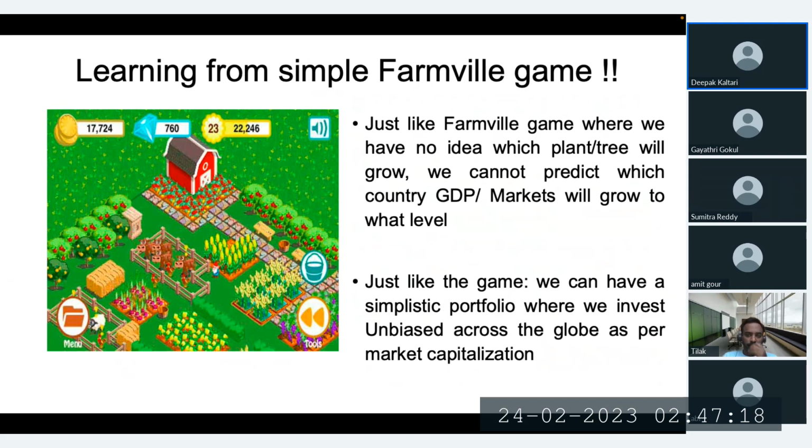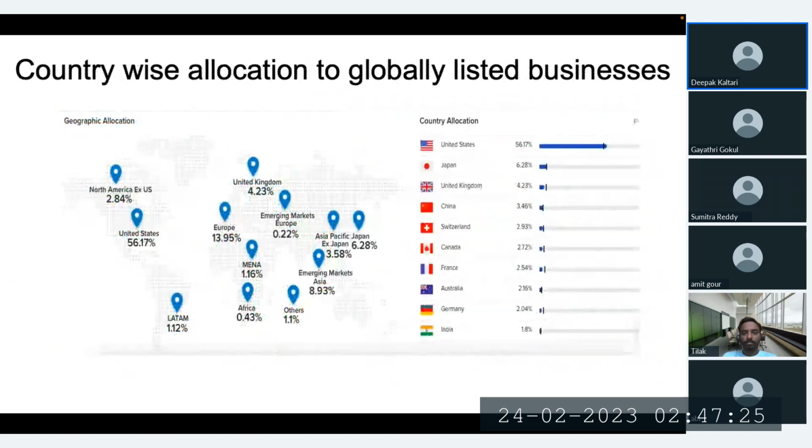So just like the game, we can have a simplistic portfolio where we invest unbiased across the globe as per the market capitalization. Now here you can see in the top chart, if we consider all the giant companies of the world and give them rankings 1, 2, and 3, depending on the market capitalization, we'll find 56.17% of the companies are from the United States of America. Next, 6.28% of the companies are from Japan. 4.23% are from the United Kingdom. 3.46% are from China, 2.98% from Switzerland, and 2.72% from Canada. We can see India still making it to the list, and it has 1.8% of the share. So 1.8% of the largest companies are situated in India.